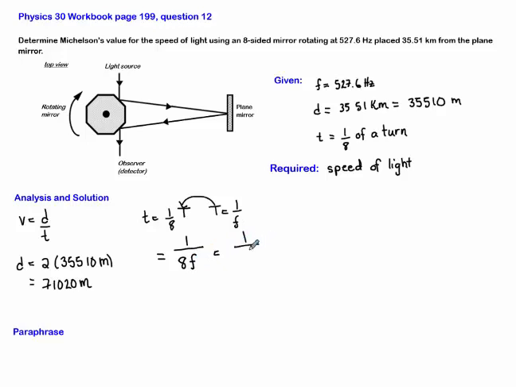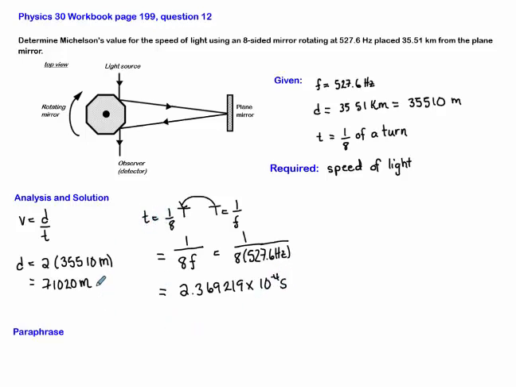So let's plug in our values right there. We go 1/8 times 527.6 hertz. Remember, hertz is 1/seconds. And if we put that into the calculator, we determine that the time, really itty-bitty time, of 2.369219 times 10 to the minus 4 seconds. So that's going to be the time now.